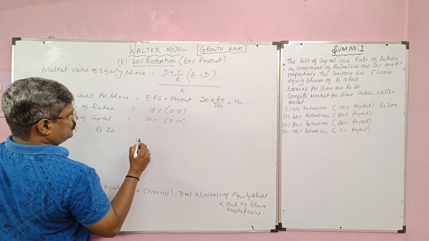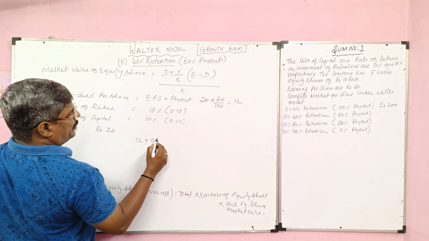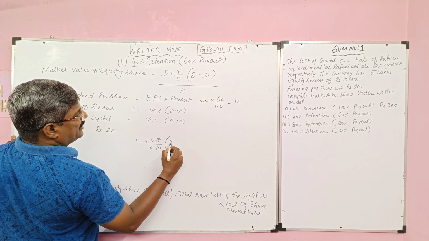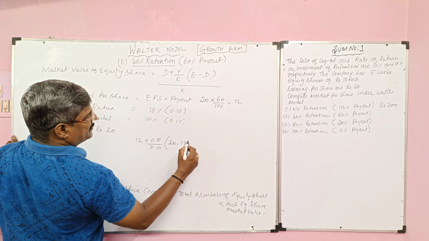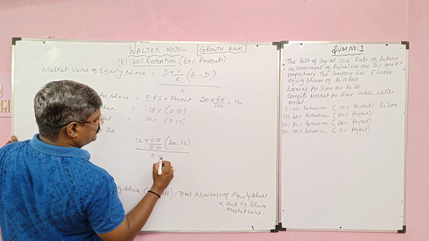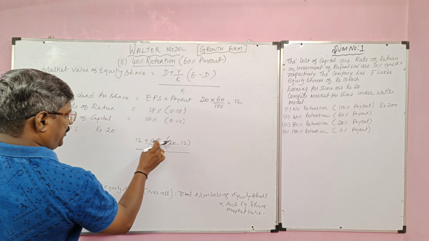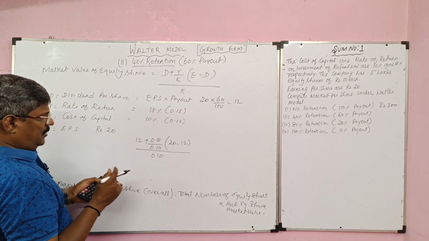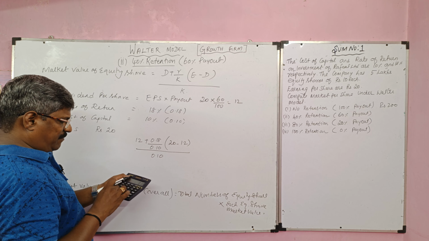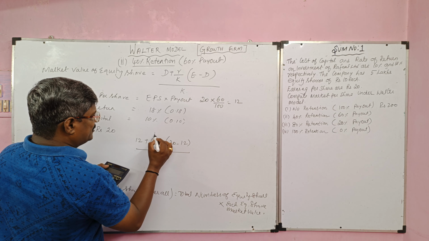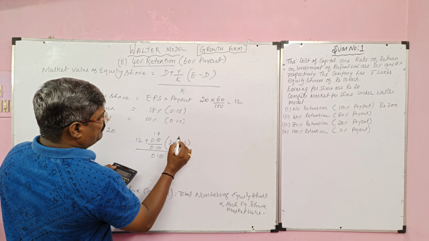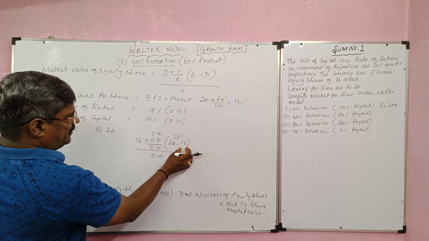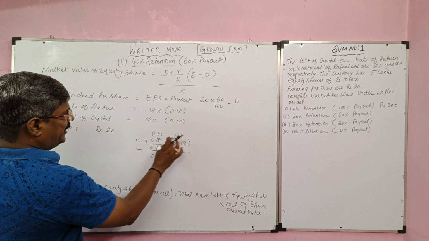So D 12, R 0.18 divided by K 0.10, open the bracket, EPS 20, dividend per share 12, divided by K 0.10. Now we will start from 0.18 divided by 0.10. If we divide, we will get 1.8. 1.8 multiplied by 8. We got 8 by subtracting 12 from 20. So 8 into 1.8.